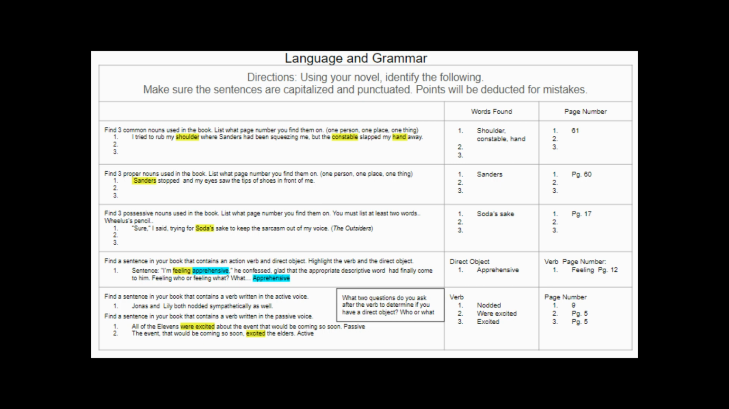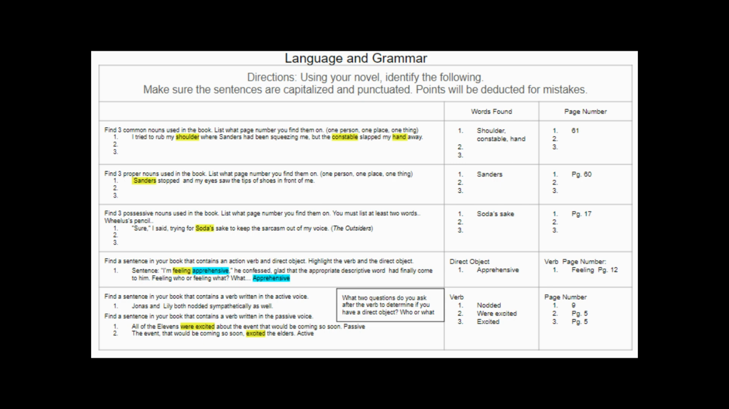All right? Find a sentence in your book that contains a verb written in the active voice. The door didn't shut all the way. Okay? All right, here I found this one in The Outsiders. "Jonas and Lily both nodded sympathetically as well." Okay? Jonas and Lily are the subject. What did they do? They nodded. Okay, so the verb is nodded, and the page number is 9.